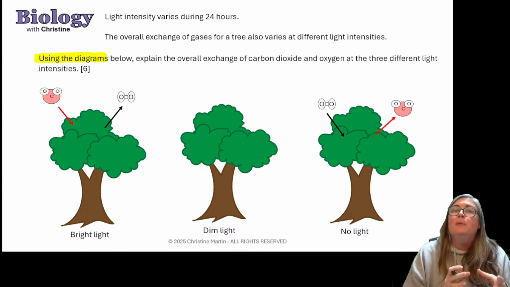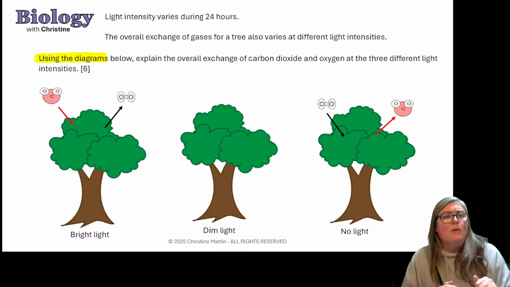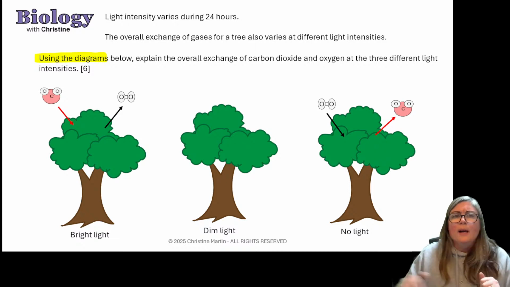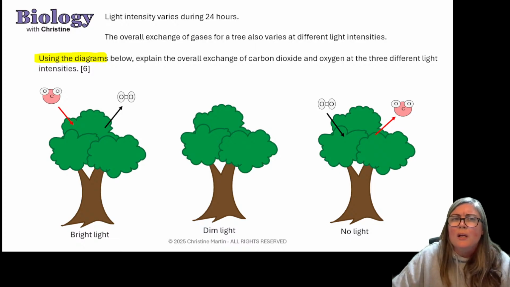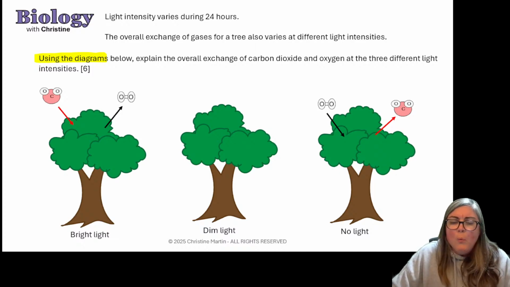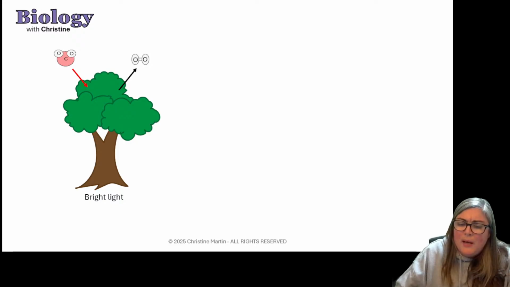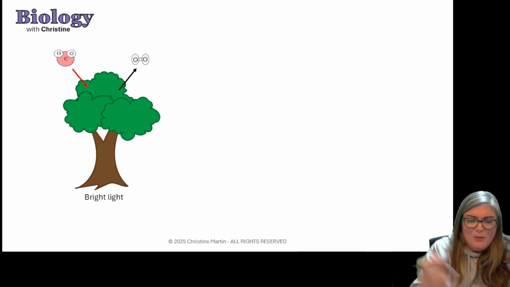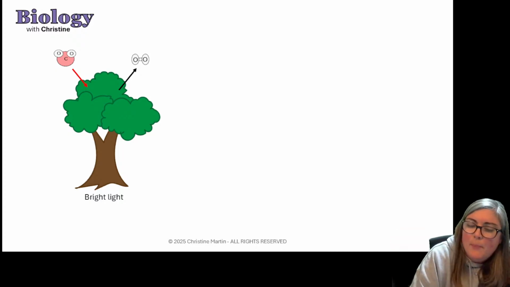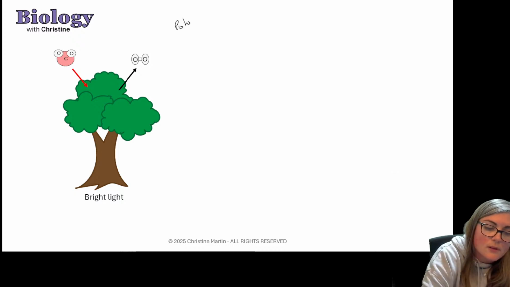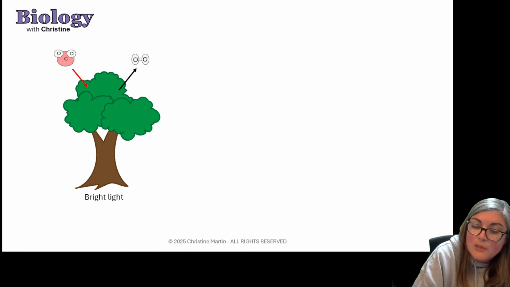So can you explain why there is carbon dioxide going in, why there is oxygen coming out? So we're talking about the overall exchange here. So if we're talking about the overall exchange, what have we got when it comes to our first one? So if we've got bright light, so what do we know about bright light? Well, we know that we're looking at photosynthesis because that's what I've been talking about, right? So I've been talking about photosynthesis. If I can spell photosynthesis, that would help even better. So photosynthesis.